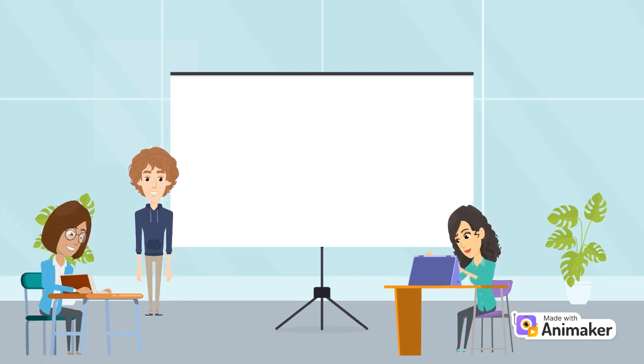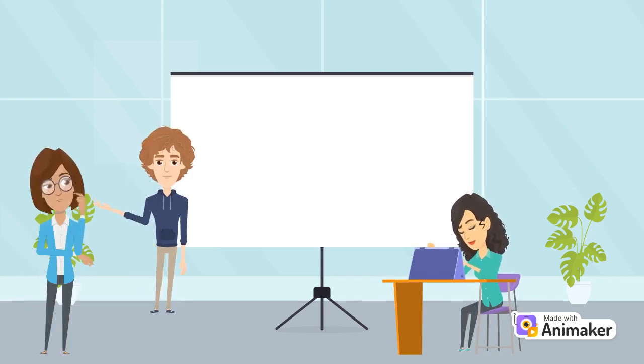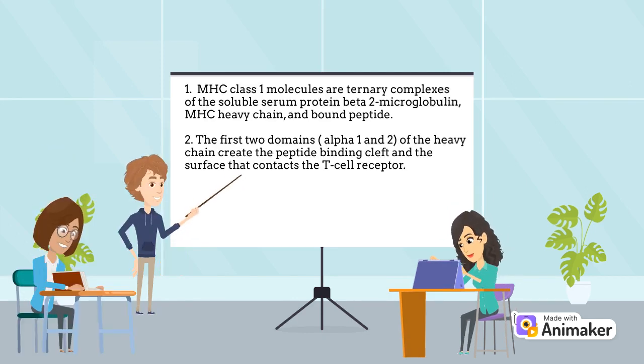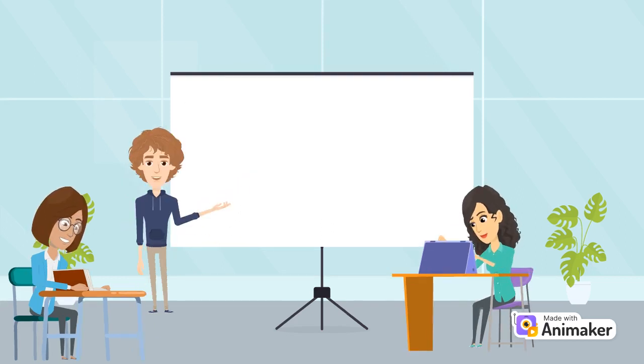How about you, Haz? Do you have any questions? Yes. Since we know a little bit about MHC class 1 and 2 molecules, could you please explain to us the structure of MHC class 1 molecules? MHC class 1 molecules are ternary complexes of the soluble serum protein beta-2 microglobulin, MHC heavy chain, and bound peptide. The first two domains, alpha 1 and 2, of the heavy chain create the peptide binding cleft on the surface that contacts the T cell receptor. I think I have shared enough on the introduction and the structure of MHC class 1 molecules. Now maybe you can share the role of MHC class 1 molecules and how they work.